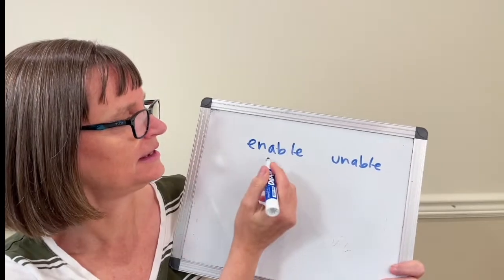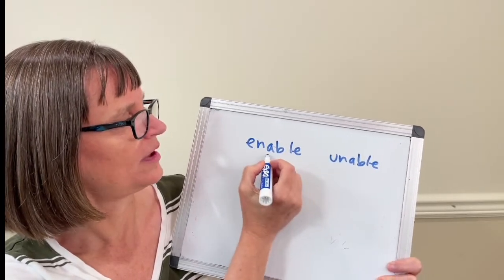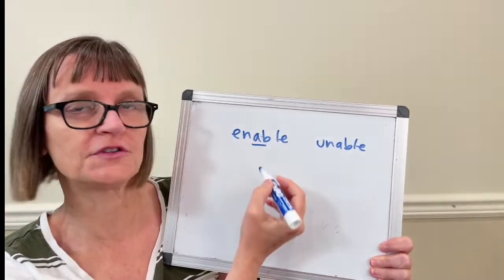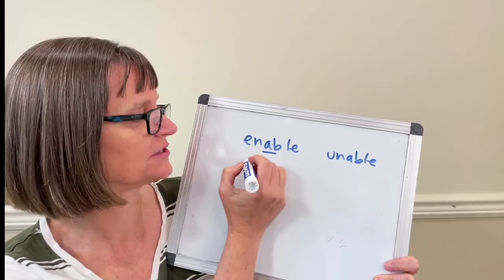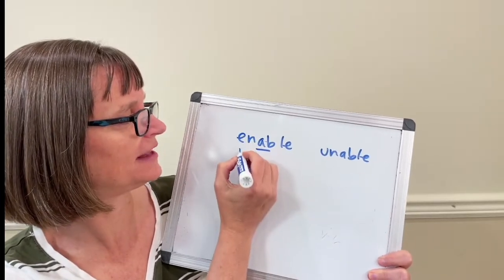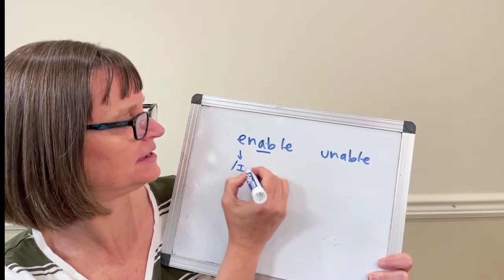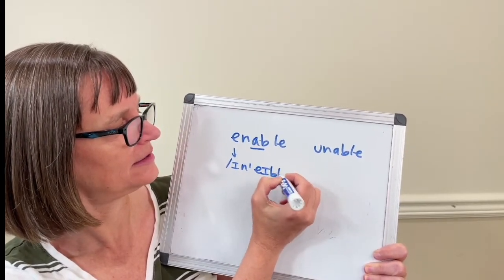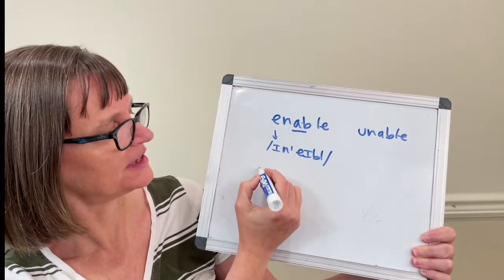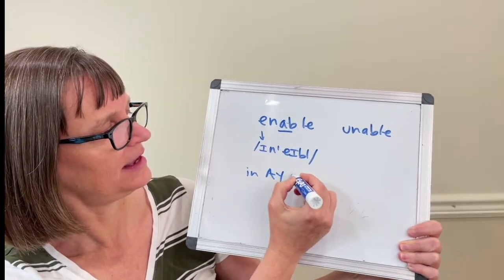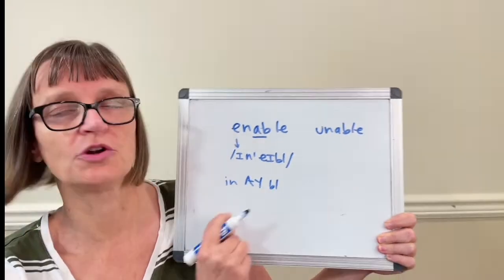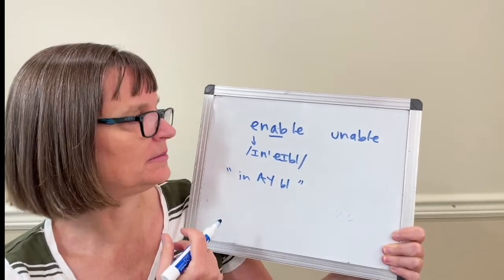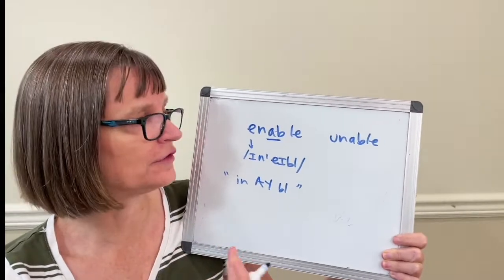So in enable, this will have primary stress on able, and the first syllable N is completely unstressed. So enable, we're going to have letter E saying the I sound. Enable, we'll have the true A. So it sounds like enable. In order to enable the class, we can enable that for you.